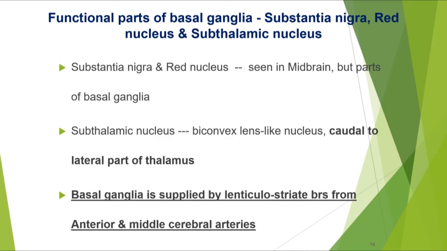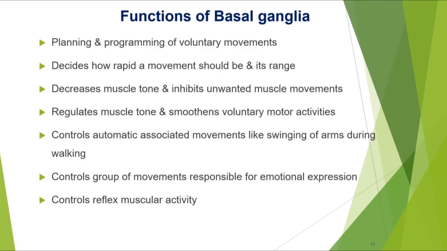Coming to blood supply, the basal ganglia is supplied by lenticulostriate branches from the anterior and middle cerebral arteries. The most important functions of basal ganglia. It is concerned with planning and programming of voluntary movements, and decides how rapid a movement should be and its range.